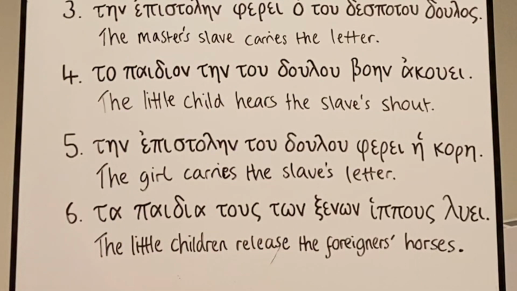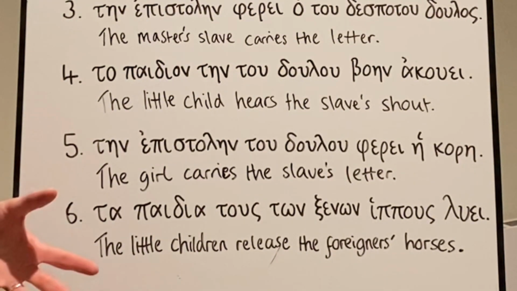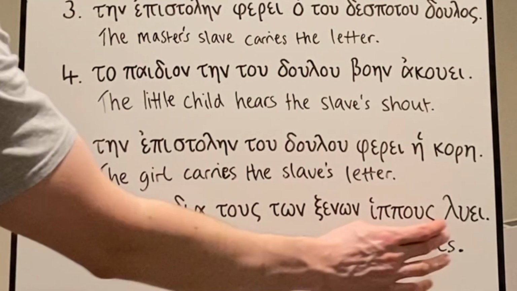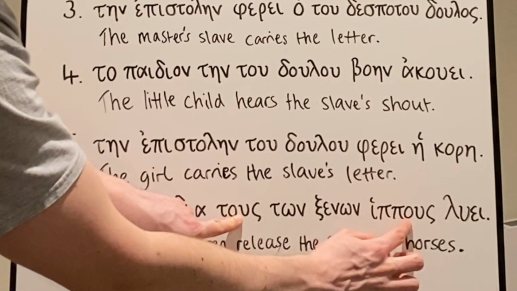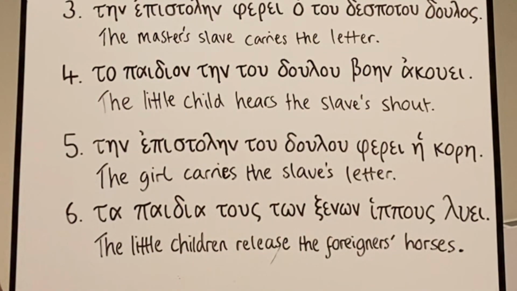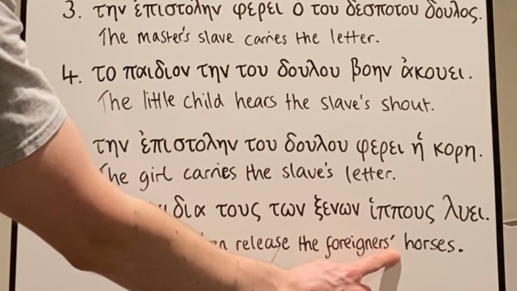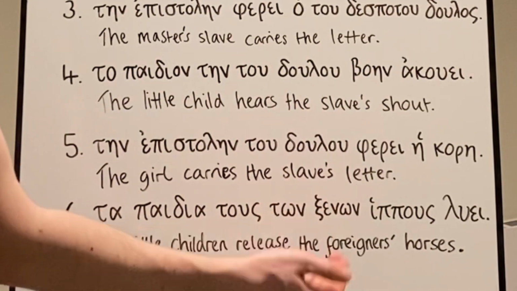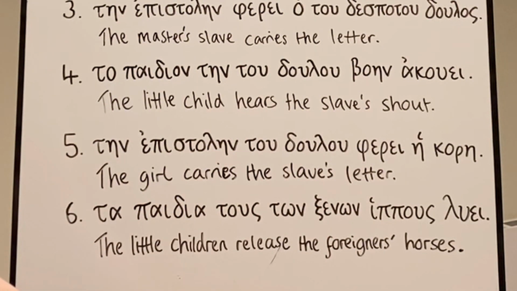They're on the receiving end of the verb, and right at the end of the sentence we've got the verb luei, which means he, she, it releases. And in light of all of that, we know to translate this sentence as the little children release the horses of the foreigners. Or in other words, the little children release the foreigners' horses. Notice the apostrophe is after the S because these horses are owned by multiple foreigners or strangers. You could say strangers instead, because without any context, we don't know if the word xenos means foreigner or stranger.